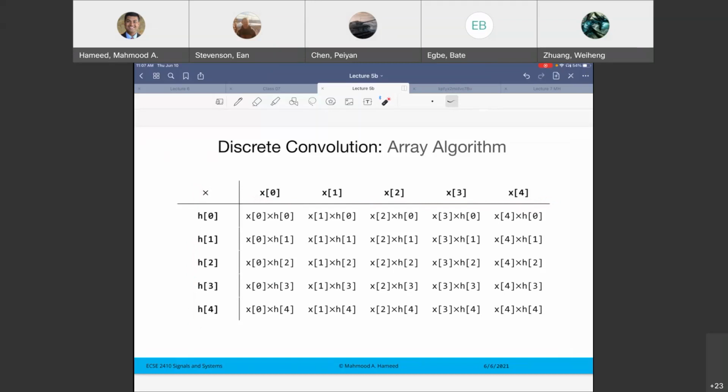Quick question. Why didn't we do this for the previous example? 1 over 4 raised to n u of n. Why didn't we do this? All right. Our array algorithm would go on and we would still be writing our algorithm, right? It's never going to end. So that's why I'm saying array algorithm works really well when you have a finite number of elements in your input and impulse response.